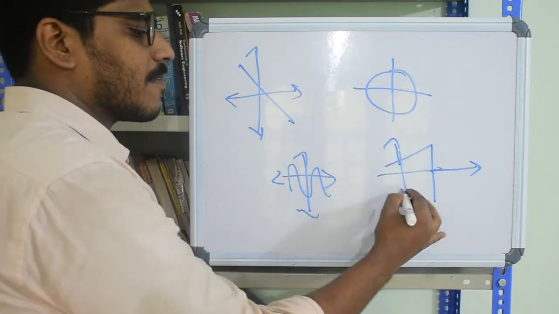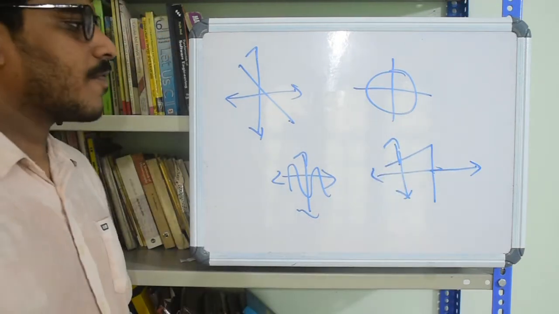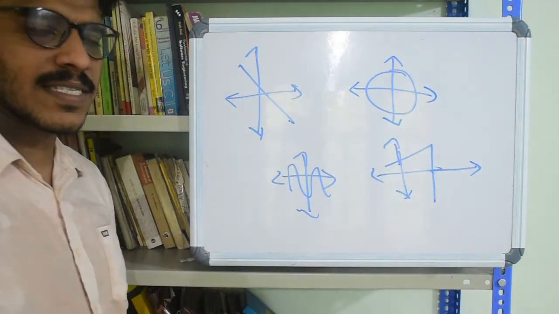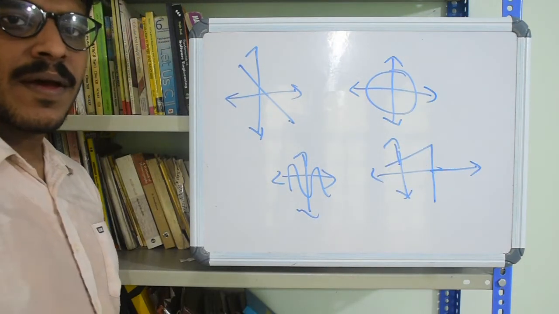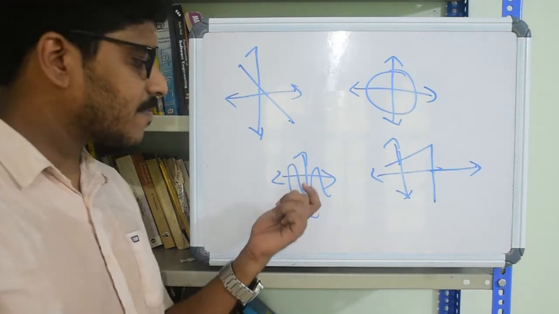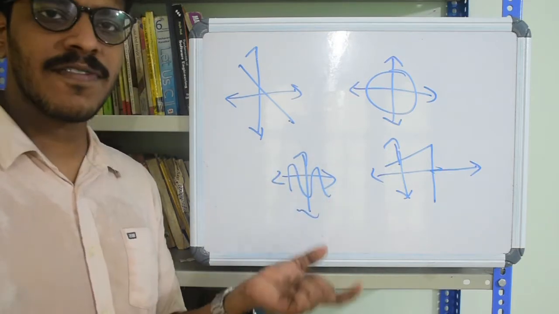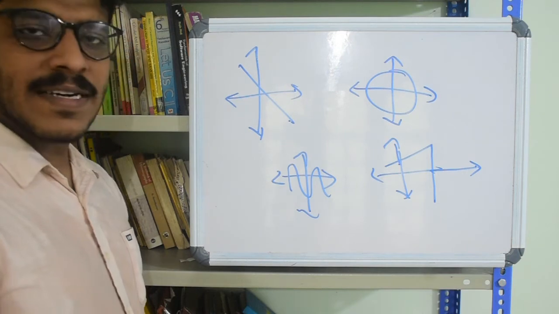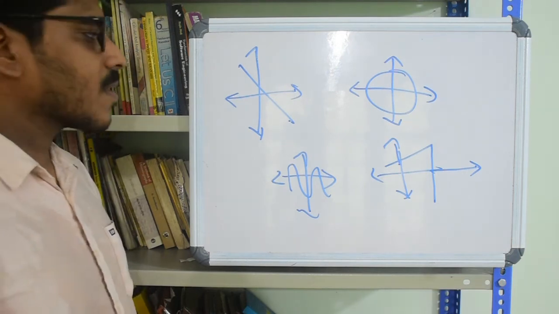So I have given 4 graphs. We don't know what the equations giving these graphs are, but still we can determine whether the equations giving these graphs are functions or not. That is called the vertical line test.